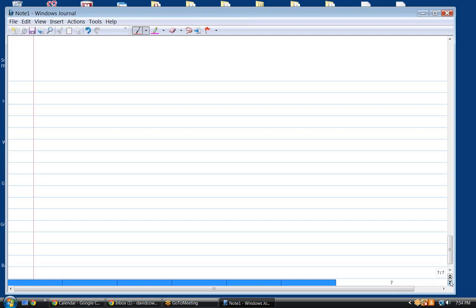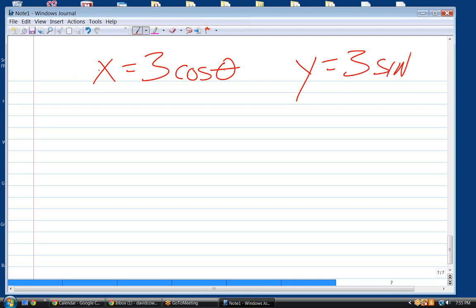X equals 3 cosine of theta. Y equals 3 sine of theta. Not so easy to solve for theta, theta being the third parameter here. I mean, I could solve for it by taking the inverse. So I'd have the inverse of this and the inverse of that. But that's not going to make it very easy to graph or handle. There's a trick to use here.